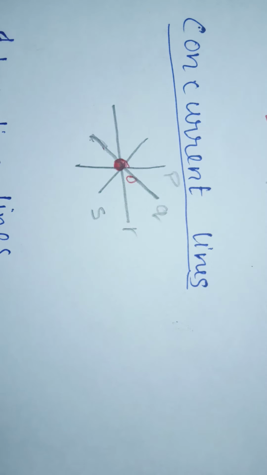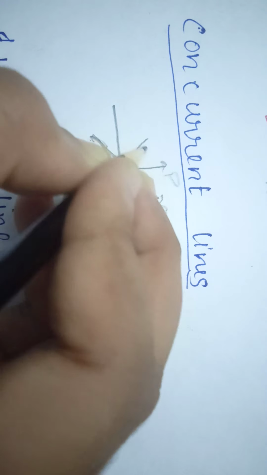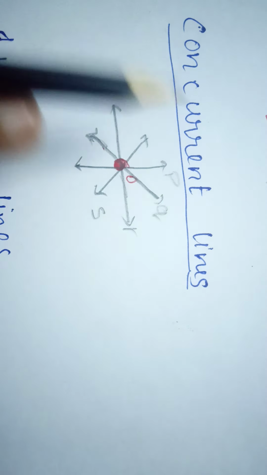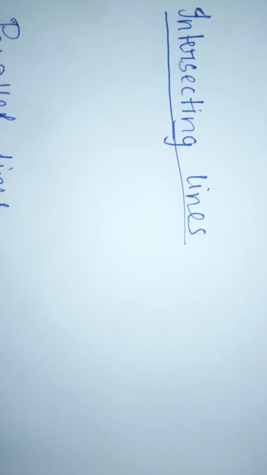So whatever lines are there, these lines are known as what? Concurrent lines. If many lines pass through the same point, then they are known as concurrent lines. Now I will ask, what are the concurrent lines of the point O? Then you have to answer P, Q, R and S. Okay. Now the next type of line comes, the intersecting lines.